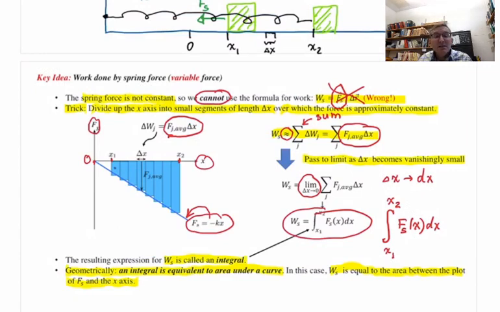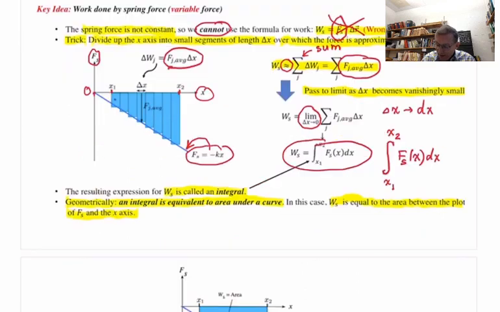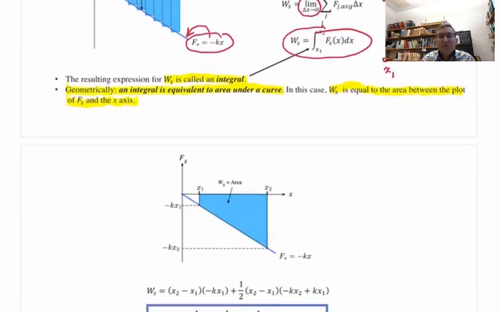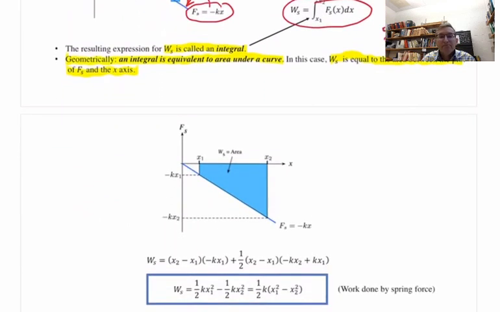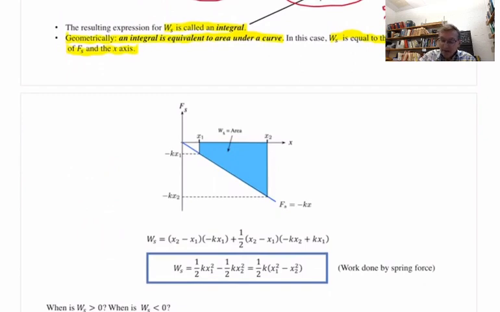But the point is that this integral of the spring force over the x-axis from x1 to x2 is geometrically equivalent to the area. We say it's the area under the curve. So let me show you in the next picture exactly what I'm talking about. Right here. It's the same plot of the spring force, right? Versus x. And I've picked a starting point x1 and an ending point x2.